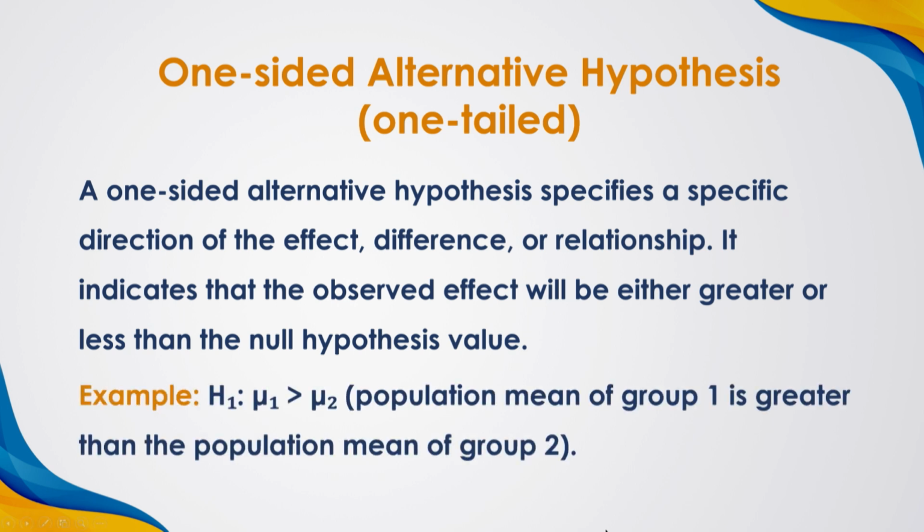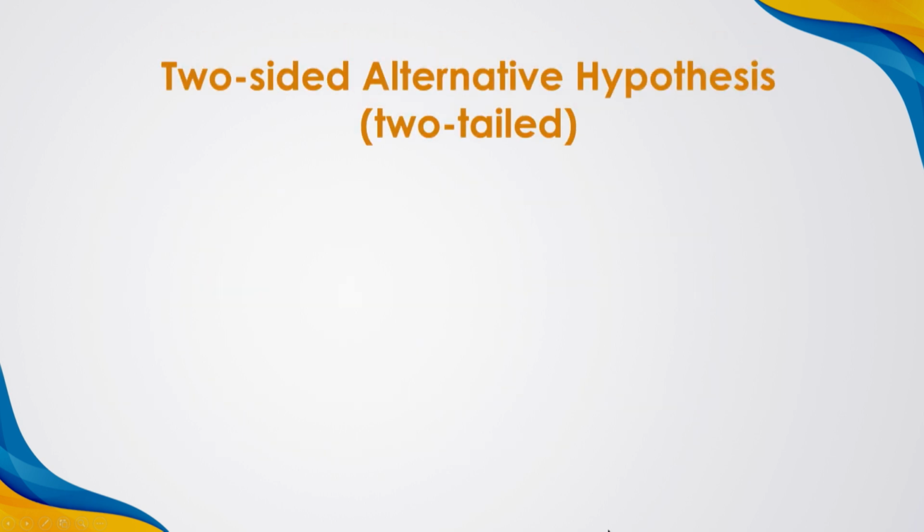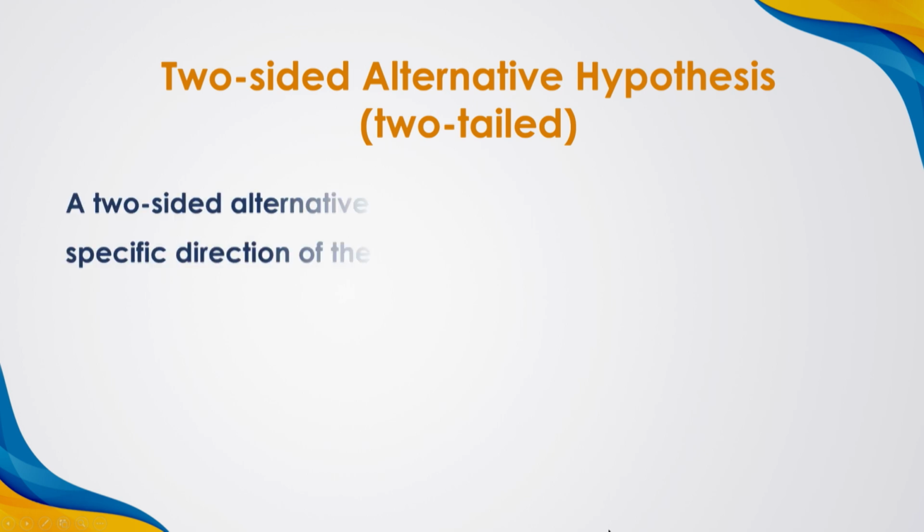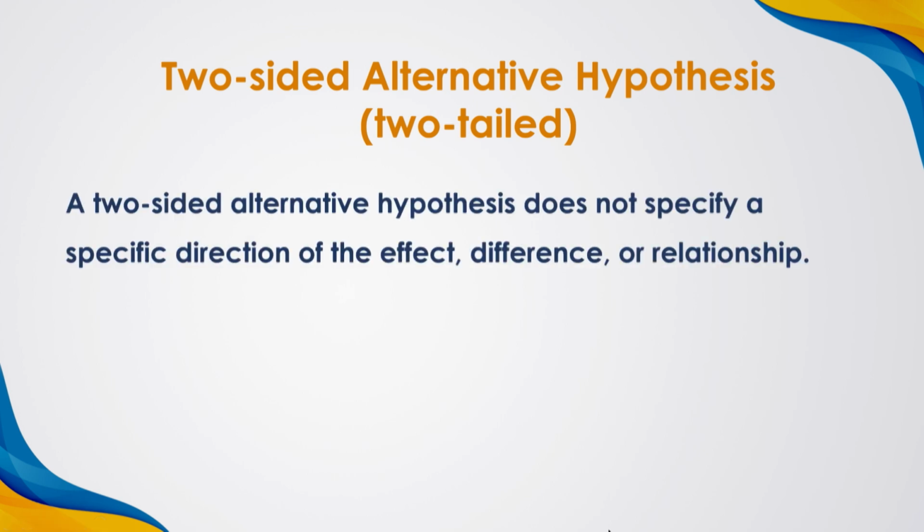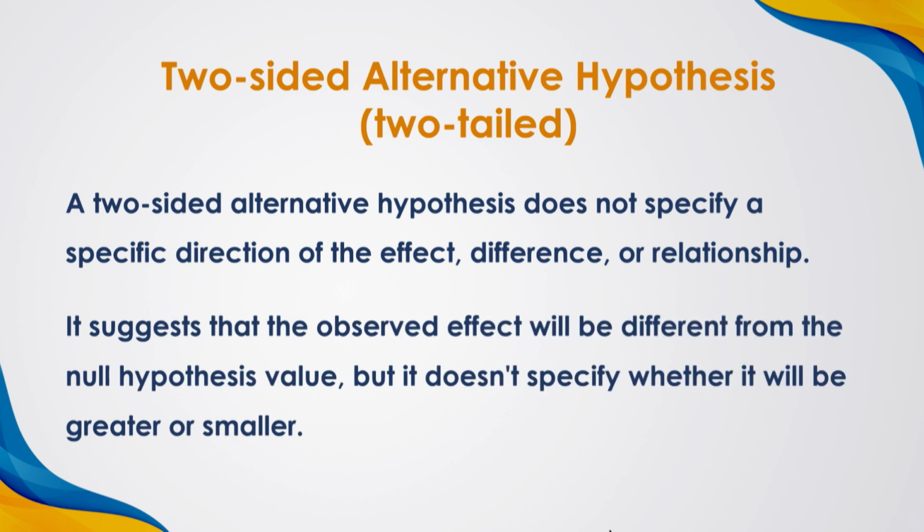For example, if you consider H1: mu1 greater than mu2, that is, population mean of group 1 is greater than the population mean of group 2. Two-sided alternative hypothesis, it is also called a two-tailed test. A two-sided alternative hypothesis does not specify a specific direction of the effect, difference, or relationship. It suggests that the observed effect will be different from the null hypothesis value, but it does not specify whether it will be greater or smaller.